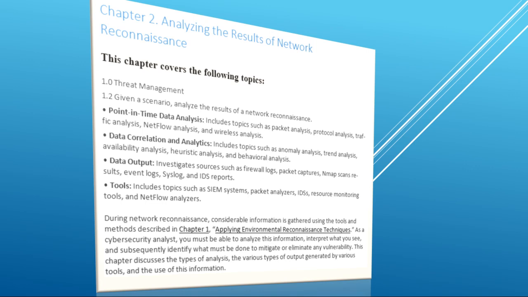Data correlation and analysis. When raw data is generated, it can be in various forms. It can be subjected to a number of different types of analysis. The following sections look at available types of analysis and scenarios in which they're applicable. Later in the chapter, you will see some examples of output generated by various security devices and scanning tools.